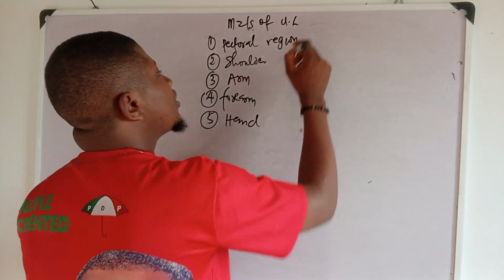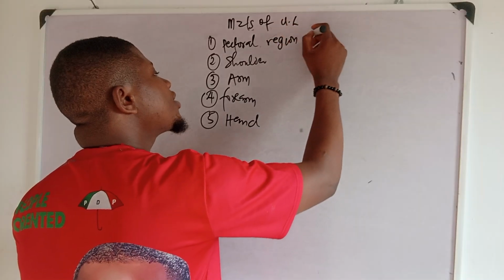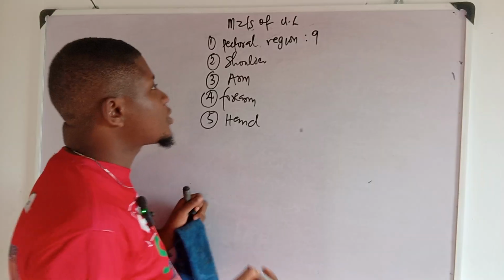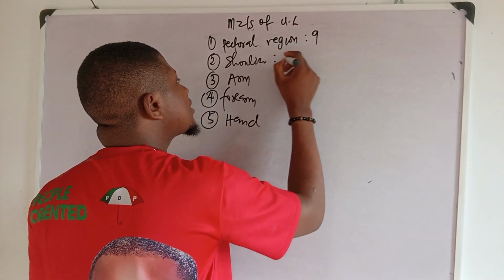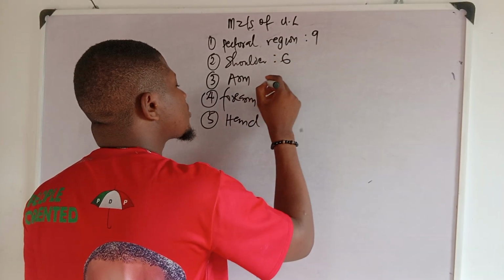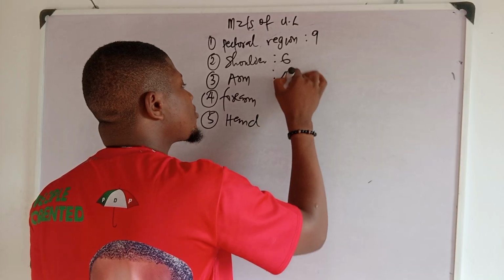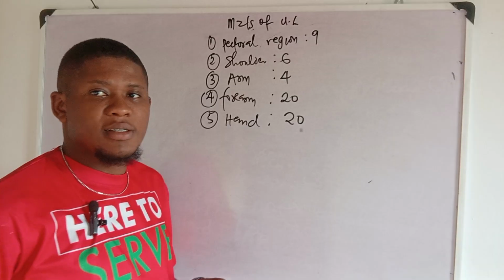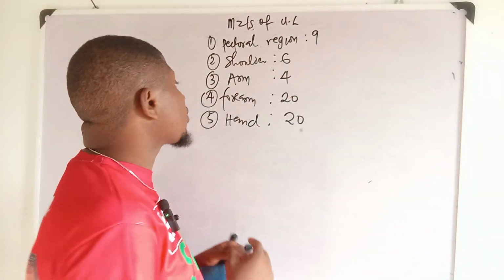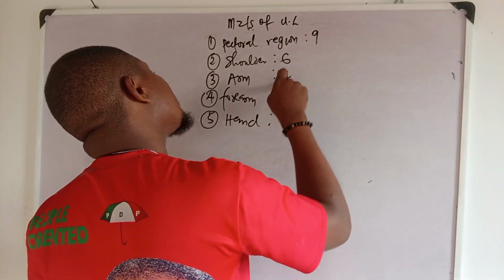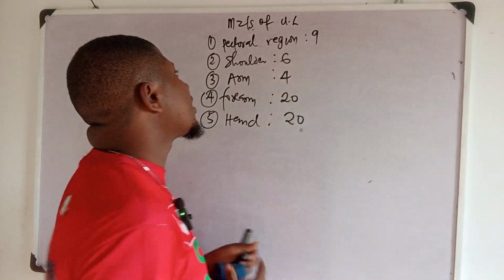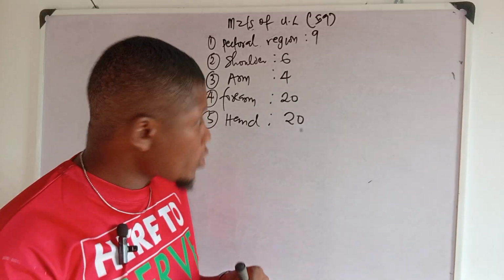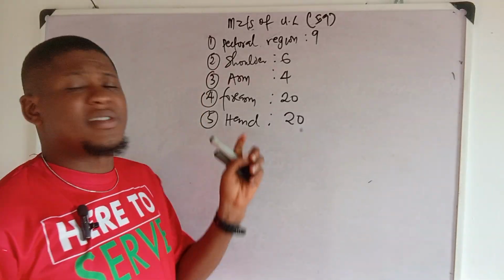So the pectoral region has nine muscles. The shoulder has six muscles. The arm has four muscles. The forearm has 20, and the hand 20. You understand? So the total is 59. So the muscles of the upper limb are 59 in number. I'm going to walk us through these 59 muscles.